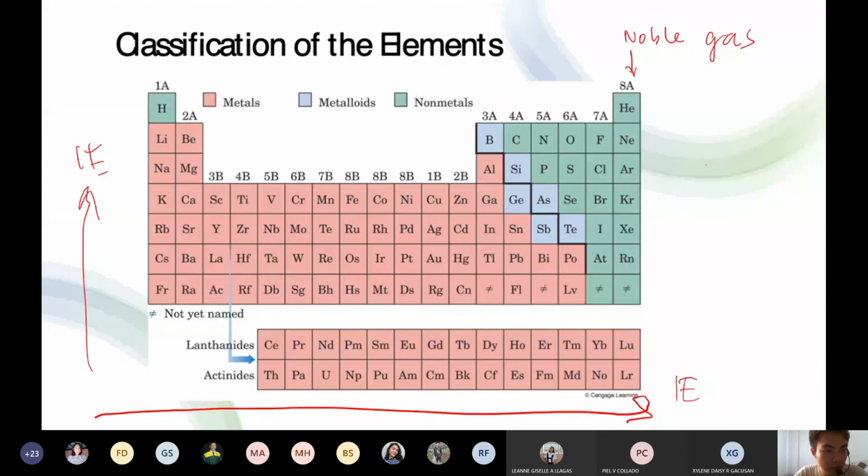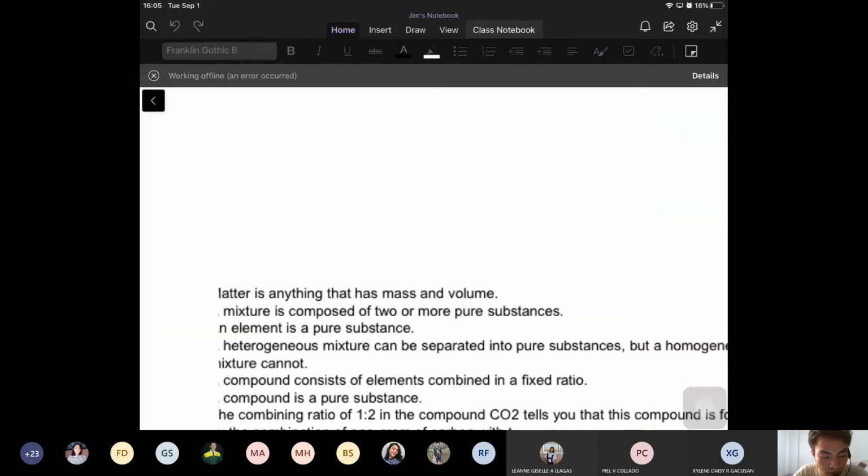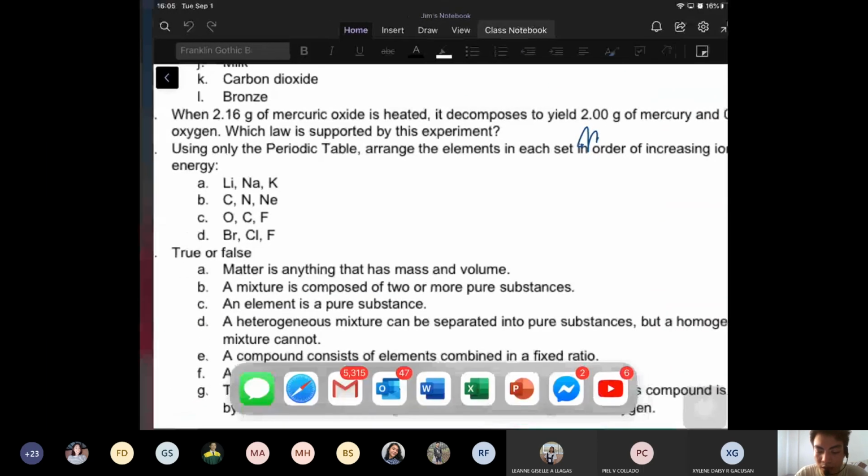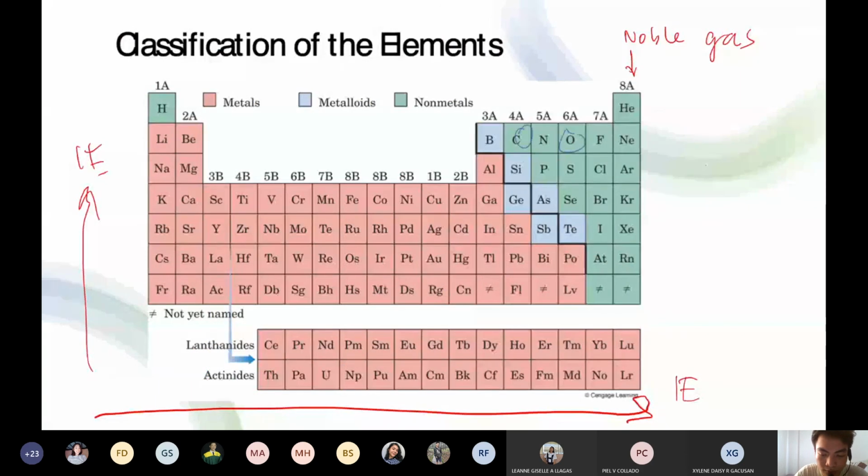What else? So thank you, Lian. Oxygen, carbon, and fluorine. Anyone? Jamie. Fluorine po. Sino yung strongest? Fluorine po. And yung weakest is? Carbon. Okay. Nasa gitna si oxygen. Still following the same trend: left to right, increasing; bottom to top, increasing. So yun.